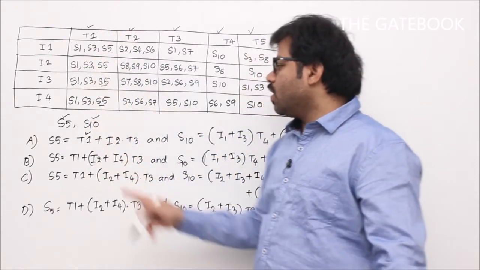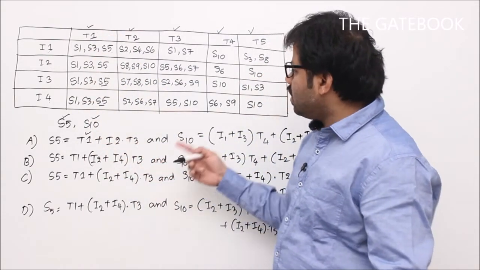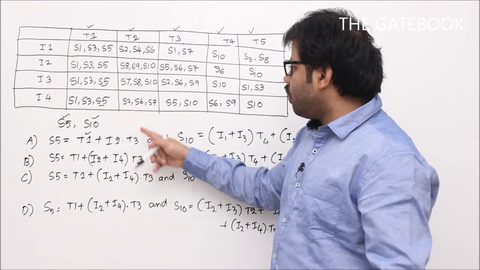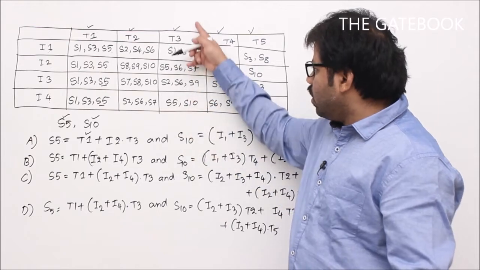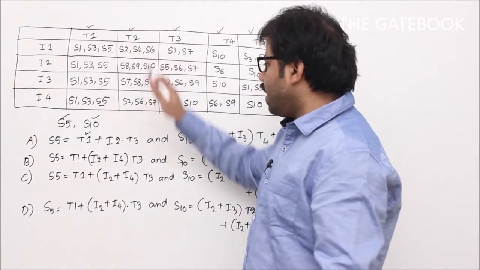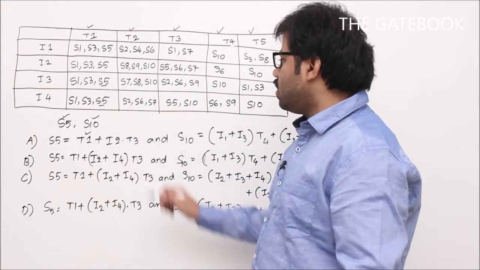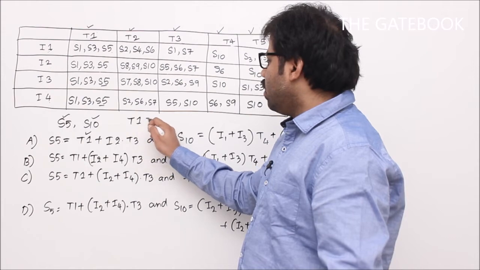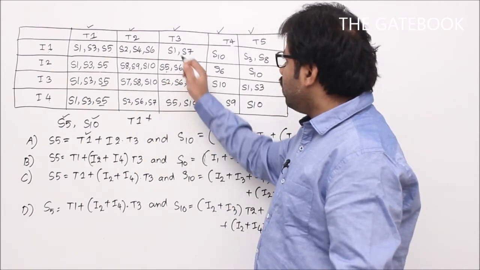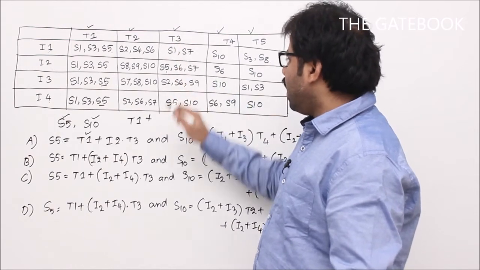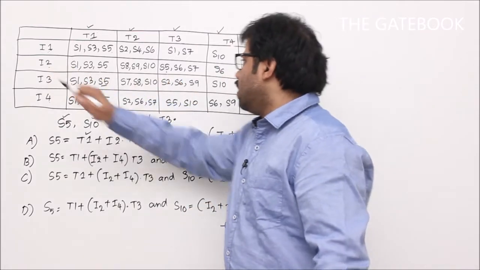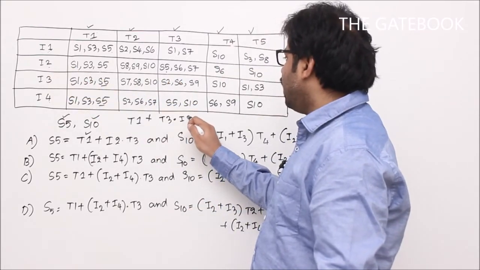For every instruction. In the T2, T3 cycles, just identify S5. Do you see S5 anywhere in T2? In T2 there is no S5. In the time period T3, do you require S5 for anything? Yes, I2. By seeing this, I can write the equation directly without seeing the options. The signal should be active for the entire T1, and in T3 for instruction I2, so T3 dot I2.